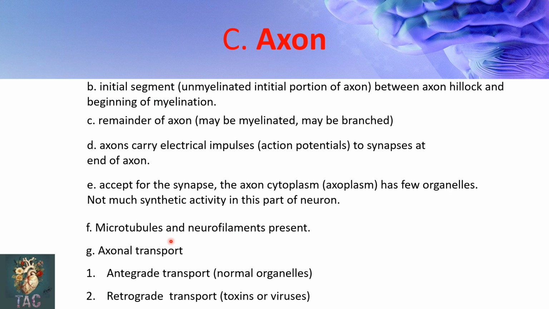The microtubules and microfilaments are present in the axon, and axonal transport can be antegrade, that is normally the organelles are transported from the cell body towards the periphery. It can be retrograde in case of the toxins or viruses which are carried from the periphery to the neuronal cell body for the process of detoxification.